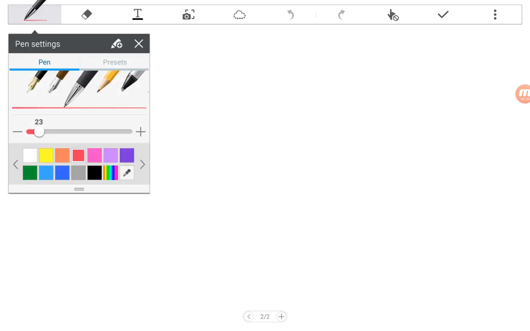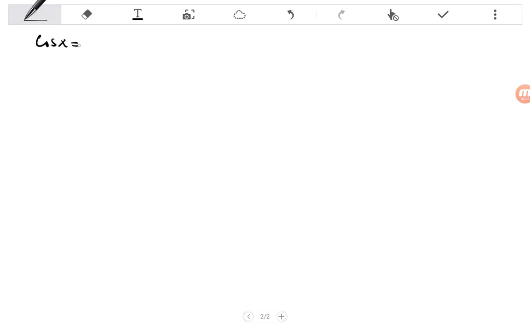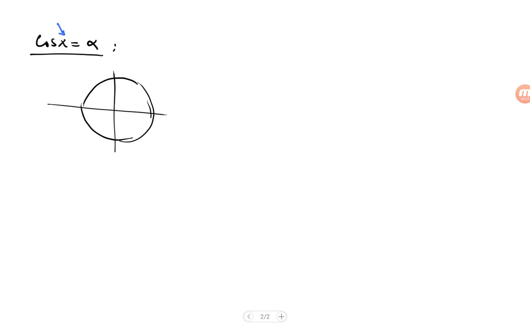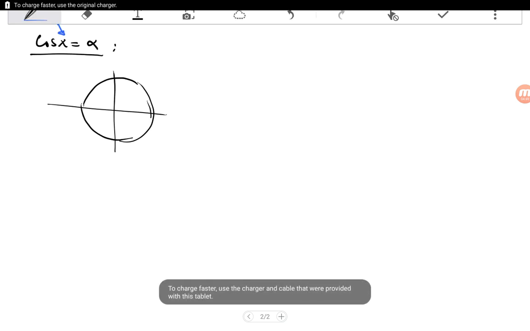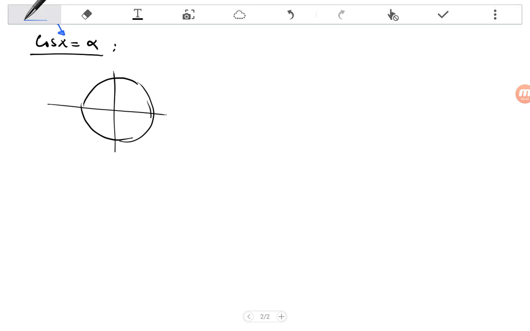So let's study first cosine x, how to find all solutions of this equation. Let's depict that on the unit circle. What is meant by an angle? We are looking for x's. X here is an angle. We are looking for all the angles that have the cosine which is equal to a number alpha. What is a cosine? A cosine on the unit circle is the x coordinate or the y coordinate?